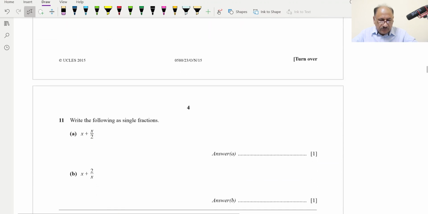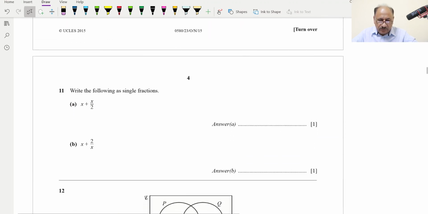And next comes question number 11. Question number 11 says write the following as a single fraction.